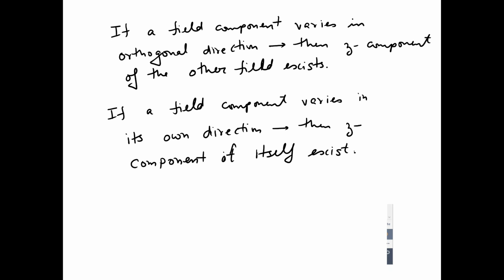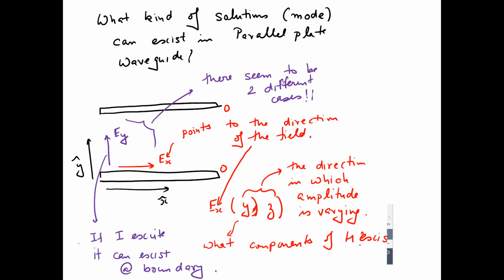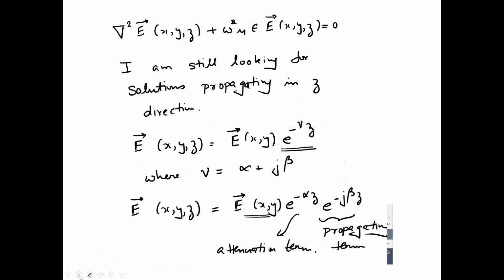If a field component varies in its own direction, if I have an Ex field pointing in the x direction and its amplitude is also varying in x, then my Ez term would exist. So now if we go back to the cases we had, we see that certain different solutions start to come out. Let's take the case of this red first.